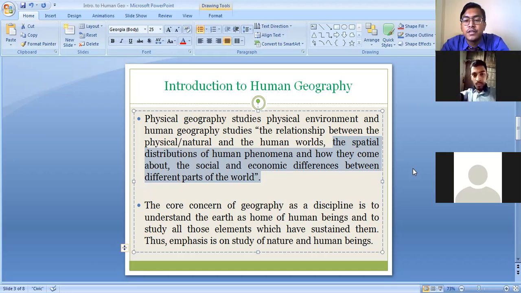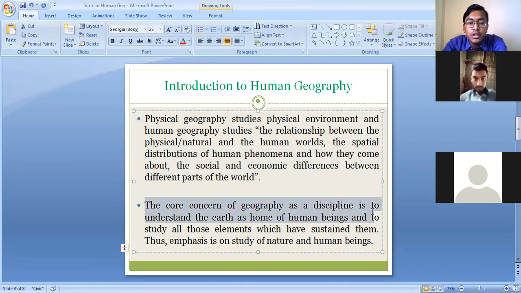So here we can say that the main objective of human geography is to study the relationship between man and the environment, that is, between human beings and nature. And how nature plays a very important role in shaping human society, human culture, the human economy, and how human beings have played their role in changing the environment, in changing nature.